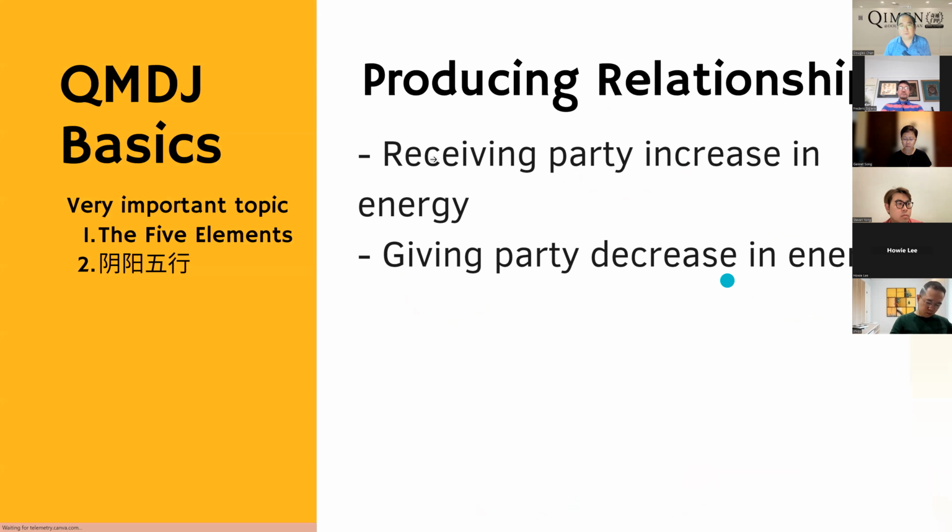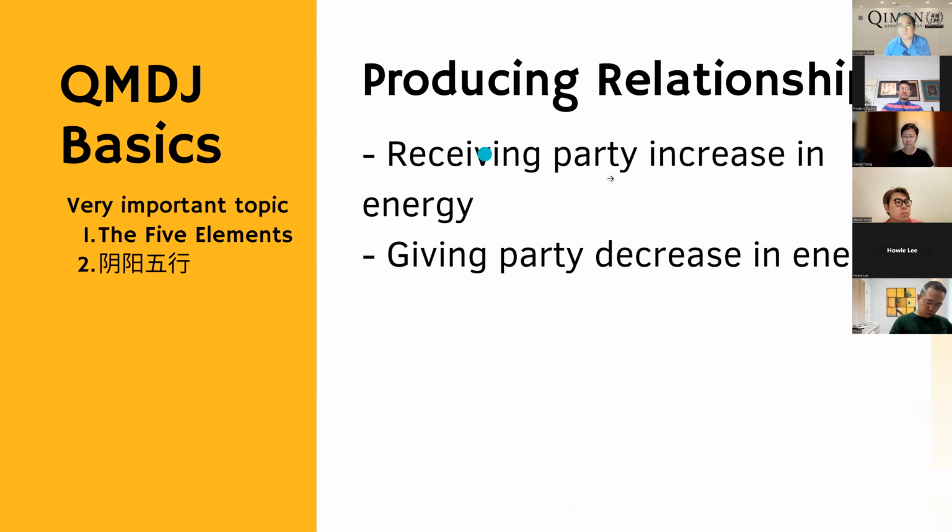Okay, so anyhow, this is the producing relationship. The receiving party increases in energy. The giving party decreases in energy. So in my context, I will say 100% to 150% for the receiving party. And then the giving party will decrease from 100% to 80%.